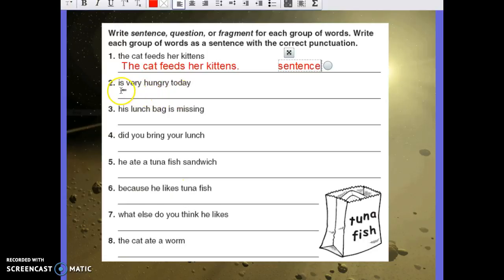Boys and girls, I am going to show you one more example where the question is a fragment. So number 2, is very hungry today. In order to complete this problem accurately, I need to rewrite it so that it makes sense. So I can add in here, the cat is very hungry today. And then when I look back at the original, in number 2, this is a fragment because I know it's missing a subject. I found the verb. The verb was is, who or what is not there. The cat is what I had to add. So this is a sentence fragment.